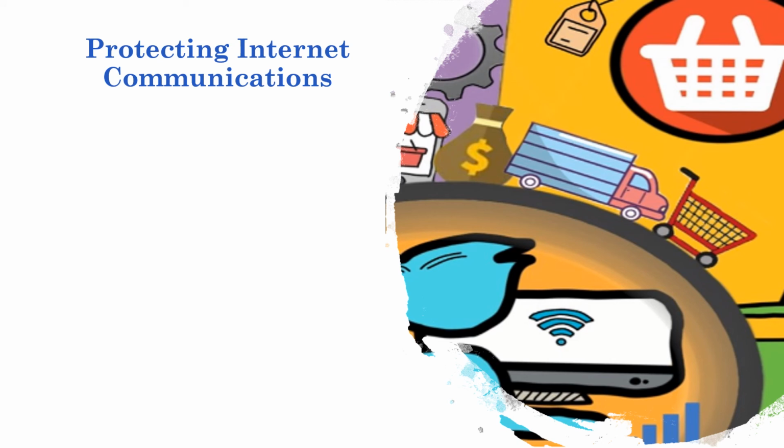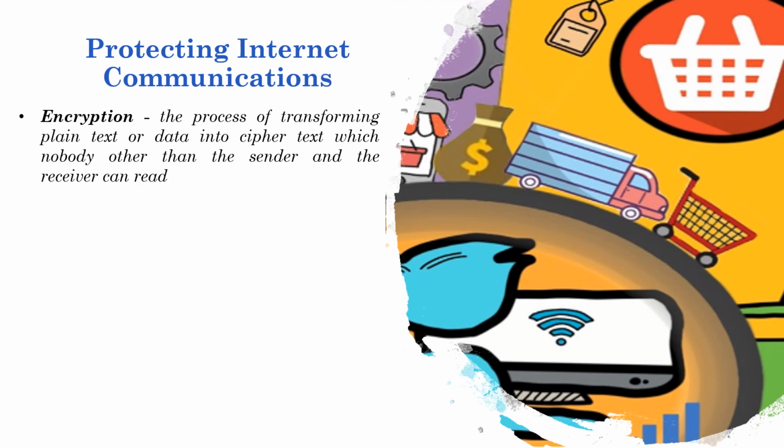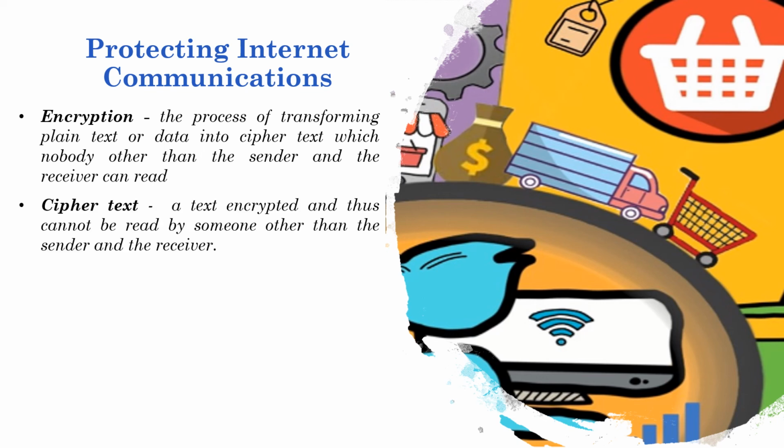How about protecting internet communications? Plus, we have this, what we call the encryption. Encryption is the process of transforming the plain text or data into a ciphertext, which nobody other than the sender and the receiver can read. So the purpose of the encryption is to secure the stored information and secure the transmission of information. The ciphertext is a text encrypted and thus cannot be read by someone other than the sender and the receiver.